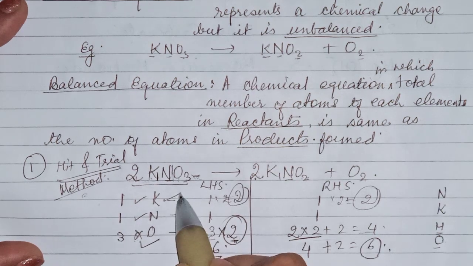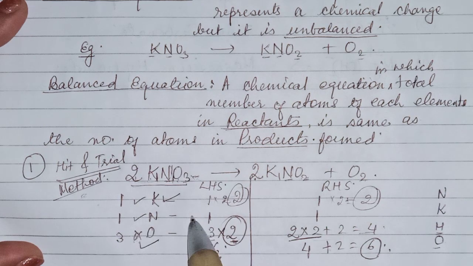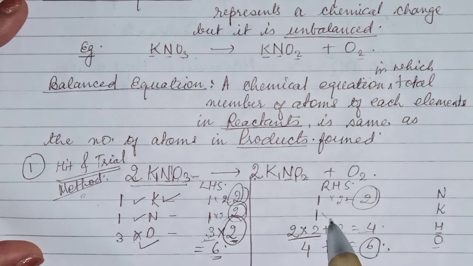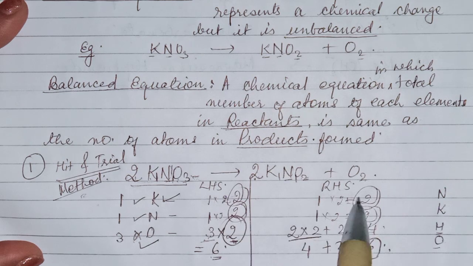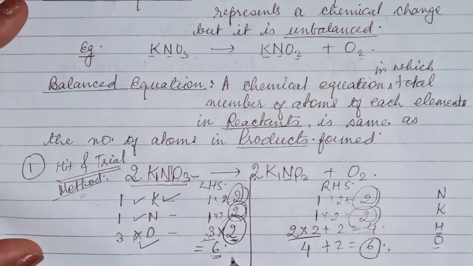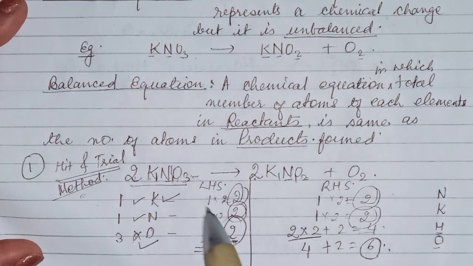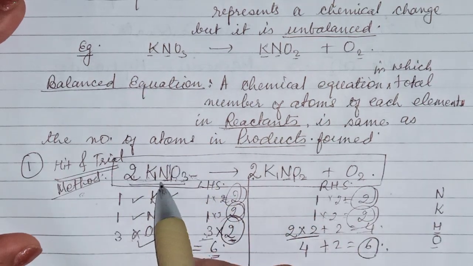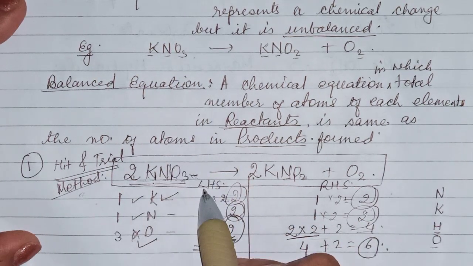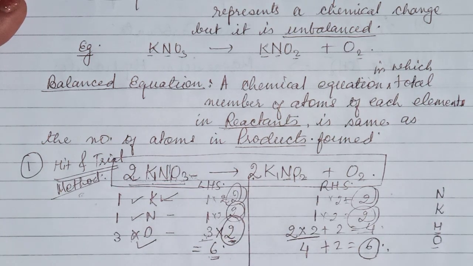That means it is balanced. Nitrogen also 1 atom is here. 1 into 2 is 2. Again it is balanced. Over here also it is 2, so both sides it is 2. Nitrogen 2, nitrogen 2. Oxygen 6, oxygen 6. Potassium 2, potassium 2. Now you can say that this equation is a balanced chemical equation. That is 2KNO3 gives 2KNO2 plus O2. This is a balanced chemical equation.